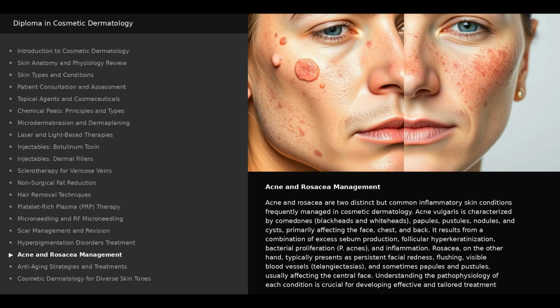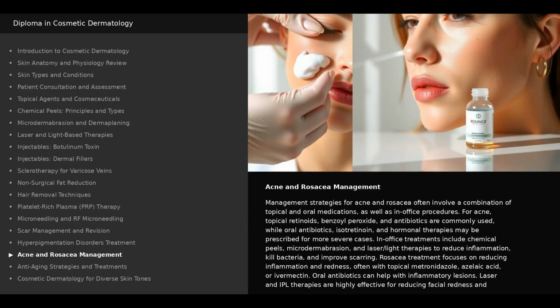Understanding the pathophysiology of each condition is crucial for developing effective and tailored treatment plans. Both conditions can significantly impact a patient's quality of life and self-esteem. Management strategies for acne and rosacea often involve a combination of topical and oral medications, as well as in-office procedures. For acne, topical retinoids, benzoyl peroxide, and antibiotics are commonly used, while oral antibiotics, isotretinoin, and hormonal therapies may be prescribed for more severe cases.